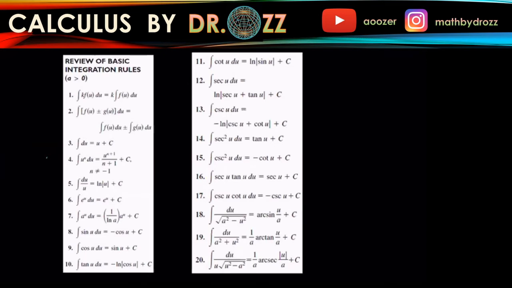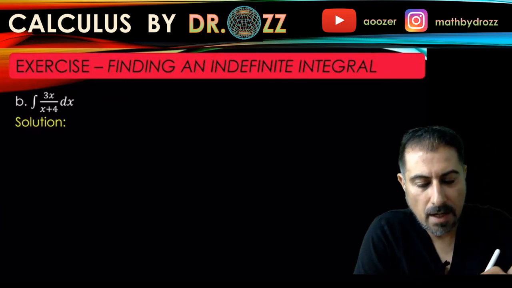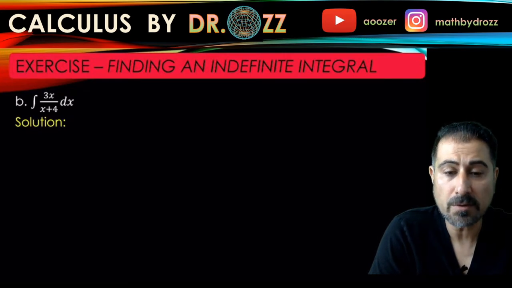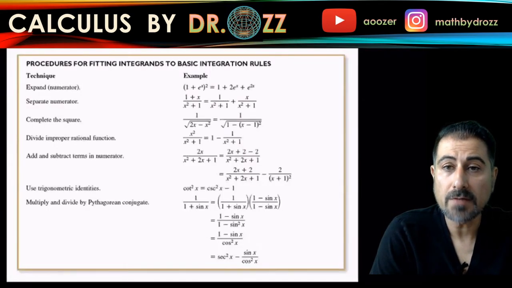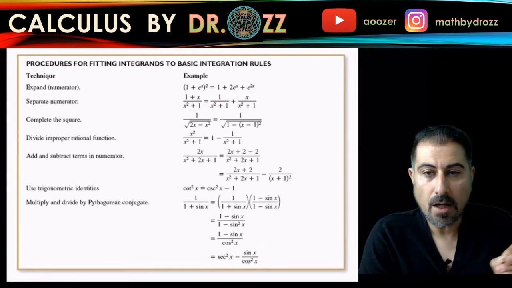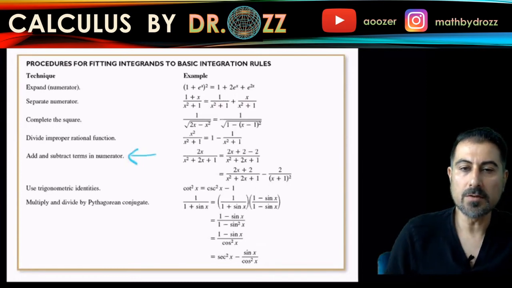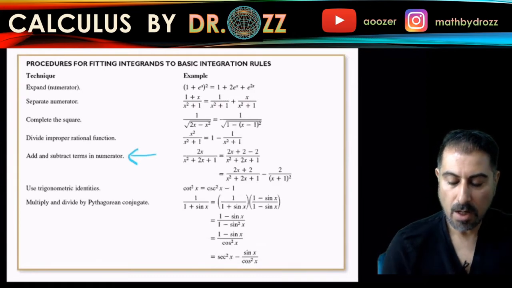So I think the best way to handle this problem is to simplify this rational expression, and I can tell you how we can do this. Essentially, all I'm going to do is add and subtract an integer, and this is, by the way, one of the tricks that maybe you can check in the lecture notes or in the ebook. We have the procedures for fitting integrands to basic integration formulas, and sometimes you can add and subtract terms in the numerator. If you check this condition here, adding and subtracting terms in the numerator, you will understand what I'm talking about. And this is what I am going to use in here.